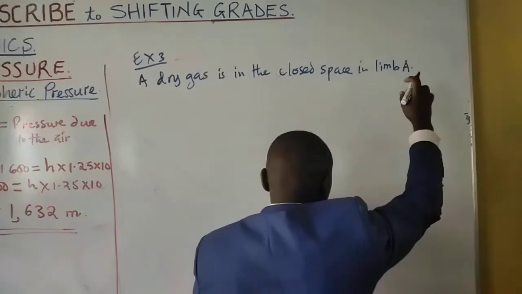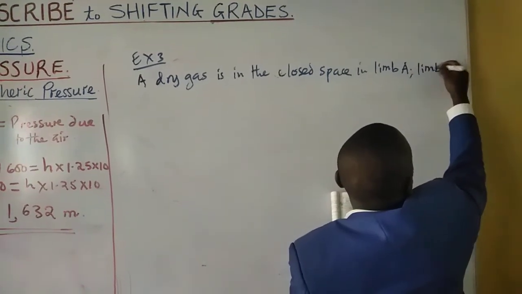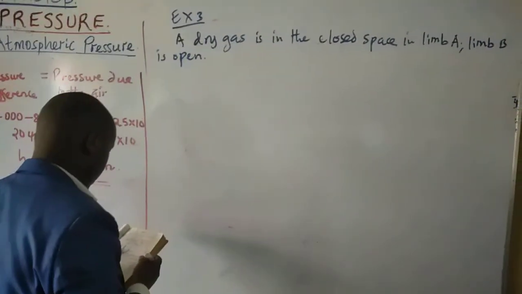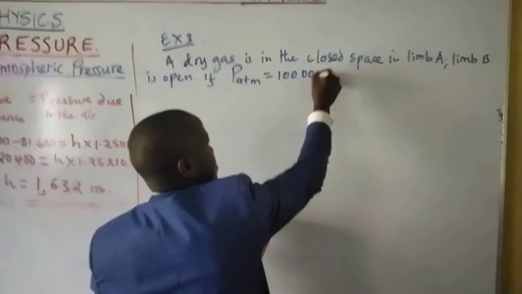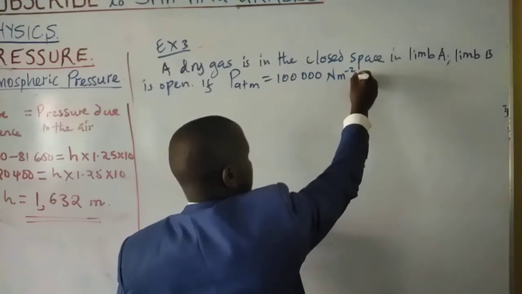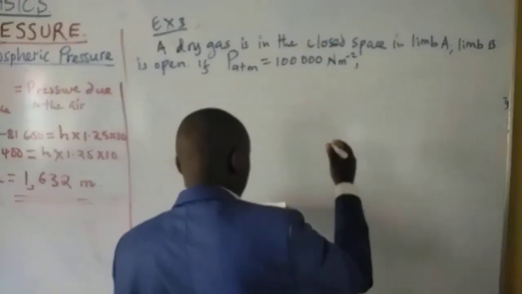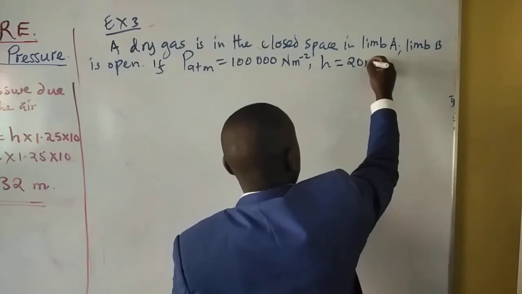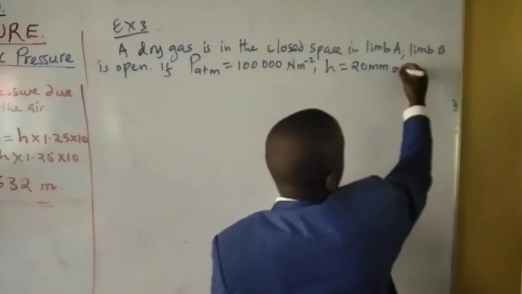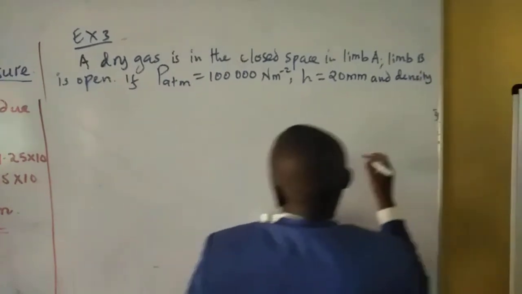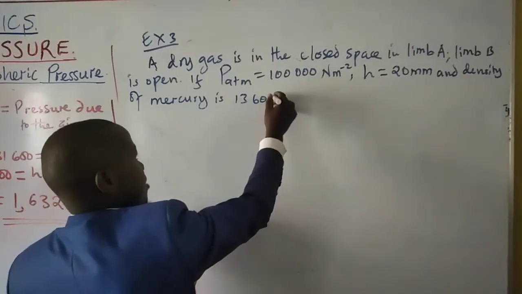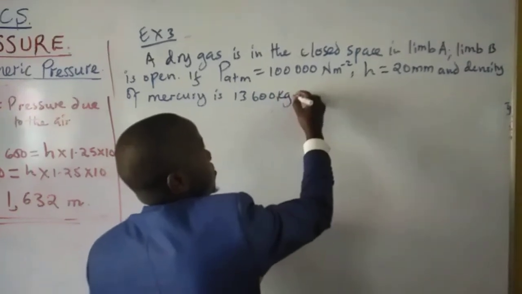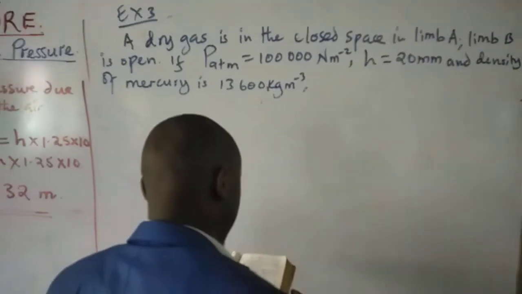Then we are also told that limb B is open. Then we are told the atmospheric pressure is 100,000 newtons per meter squared, and that h is equal to 20 millimeters, and the density of mercury is 13,600 kilograms per meter cubed. Determine the pressure of the gas.